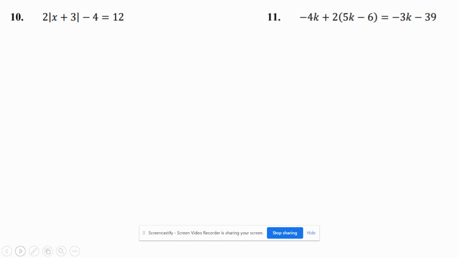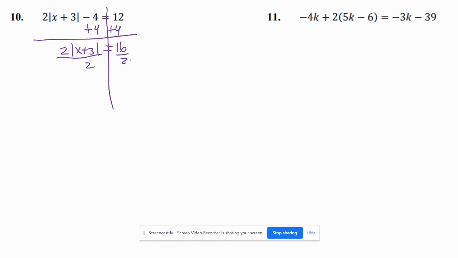All right, number 10, we have an absolute value. Our goal here will be to get the absolute value by itself, and then we'll be able to set up our two equations. So we're going to want to add 4 first. That'll give us 2 absolute value x plus 3. 12 plus 4 gives us 16. Then divide both sides by 2. That's going to give us absolute value of x plus 3 is equal to 8.